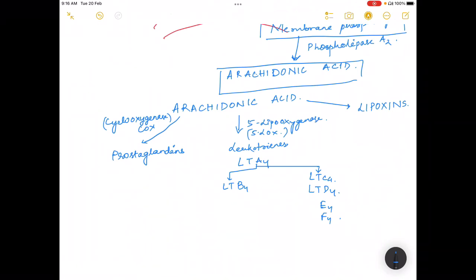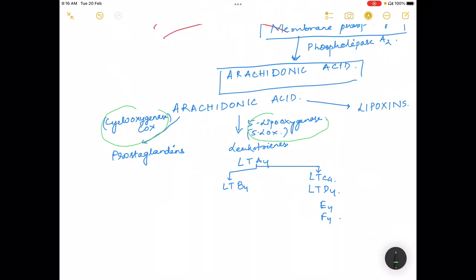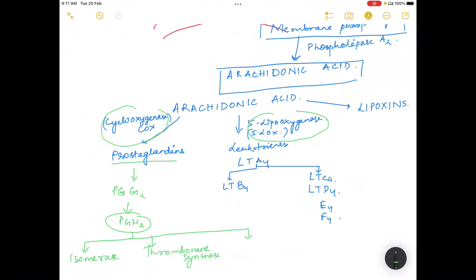So basically we will concentrate on these two pathways, that is the COX pathway and the LOX pathway. The COX pathway is responsible for synthesis of prostaglandins. So what are these prostaglandins? PGG2, then there is formation of PGH2, and from this PGH2 there will be formation of other products by the action of the enzyme isomerase, thromboxane synthase, and another enzyme known as prostacyclin synthase.